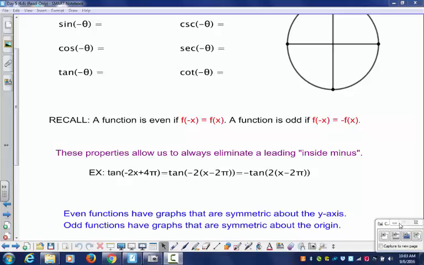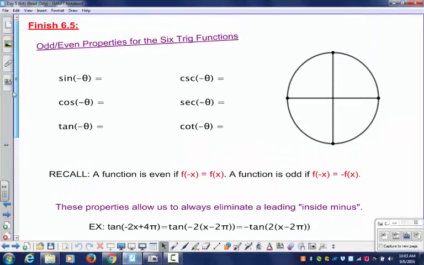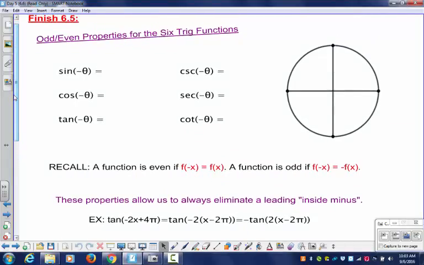The first thing I want to do is catch some of the end of 6.5. We did most of 6.5, but there's this one last little nuance with odd and even functions. And this property, when we graph trigonometric functions, we'll see that it's kind of helpful.